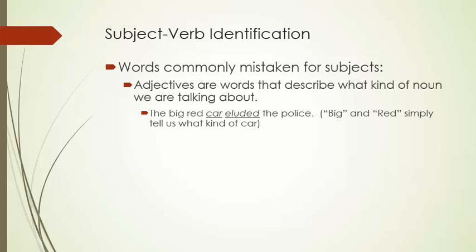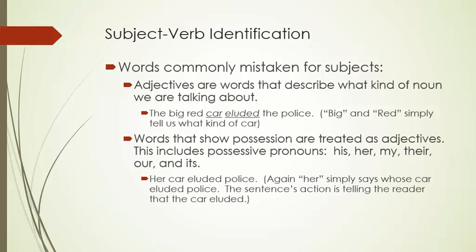Keep in mind also that adjectives that describe a noun are not the subject itself. So for example, in the sentence, the big red car eluded the police, my action is eluded. And what is eluding the police? It's just the car. Big and red tell us which kind of car, but it's the car itself that's eluding the police. So car will be my subject there.